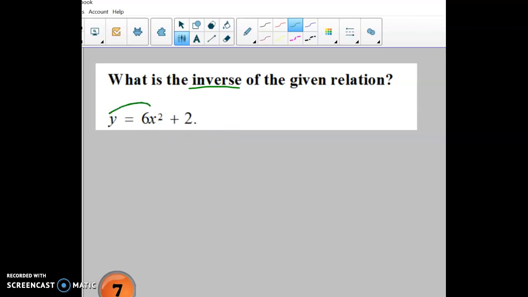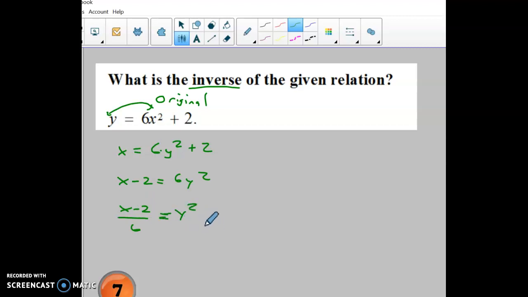All right, so the trick is you're going to switch the y and x variables because they're opposite of each other. So we have our original function there, which is shown, and then the inverse will come by solving this for y. We have to get y alone, and we're going to get the y squared alone first and then take the square root. So we're going to subtract 2, divide by 6, and then take the square root.